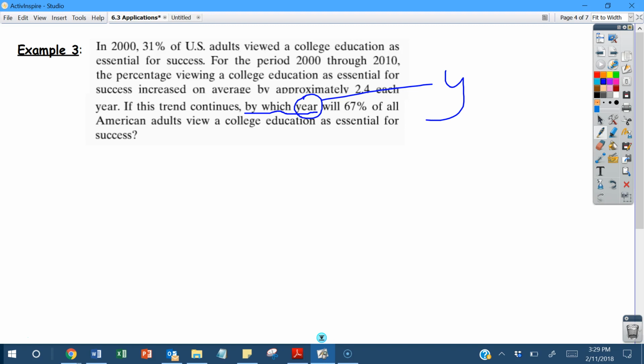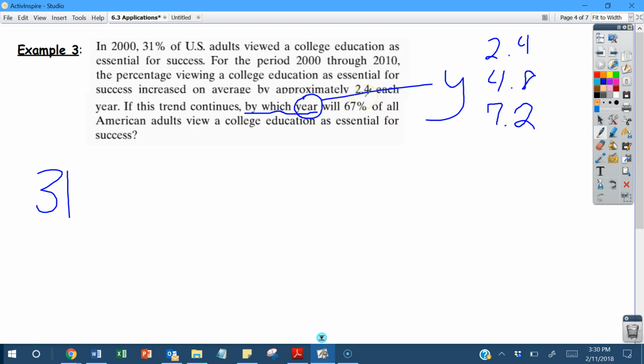Now that I know that Y is my variable, that's my years, I can think of an equation. We start out with 31% of adults viewing college as a success, and each year we're going to add 2.4. So in the first year, we add 2.4. In the second year, we add 4.8. In the third year, we add 7.2, and so on. All I'm doing is multiplying. These are just multiples of 2.4. So in year 1, it's this. In year 2, it's 2 times that. In year 3, it's 3 times that.